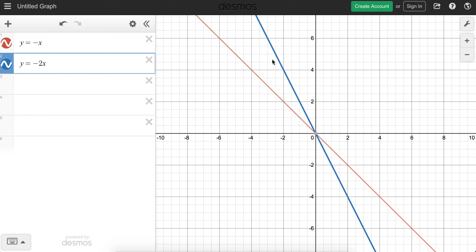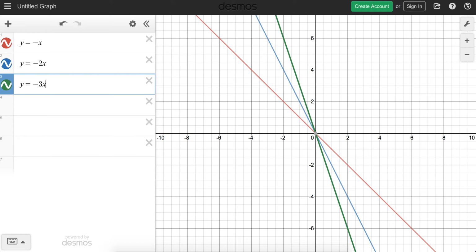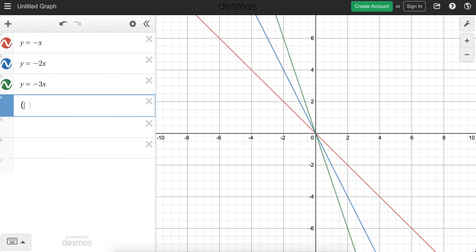is sloping in a different direction. It's going down from left to right, but it's still steeper than the red line, and the same thing will happen as we get more negative. It'll produce steeper and steeper lines. So if I look at this green line, y equals negative 3x, let's say x equals negative 2. Negative 3 times negative 2 is positive 6, so y would be positive 6 when x is negative 2. Let's see if I can produce that point like this. There we go.